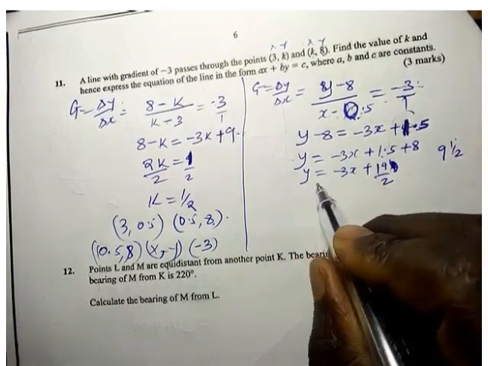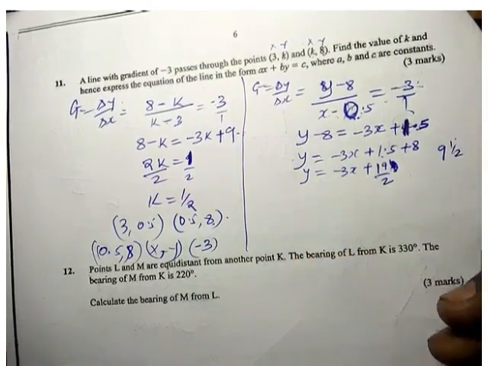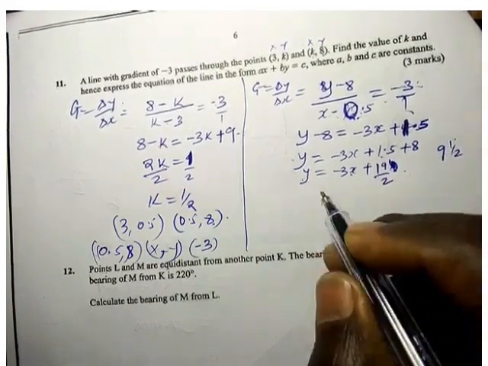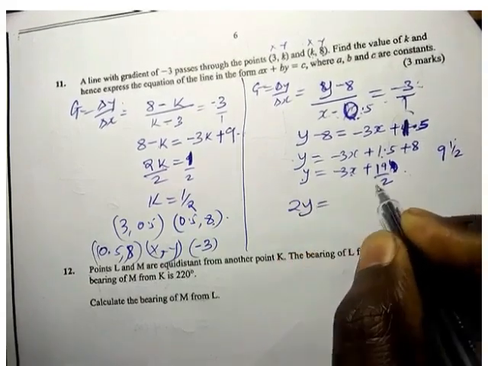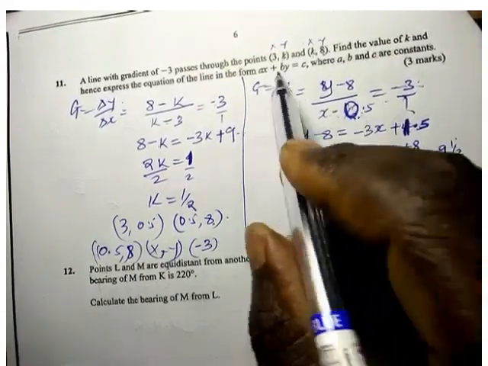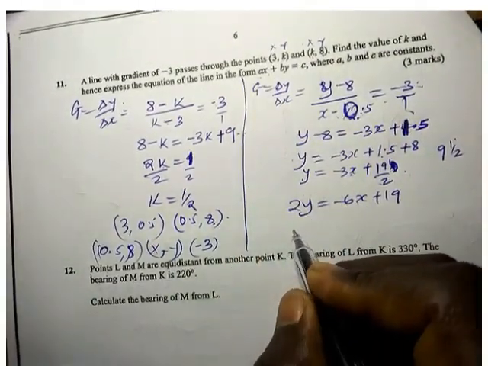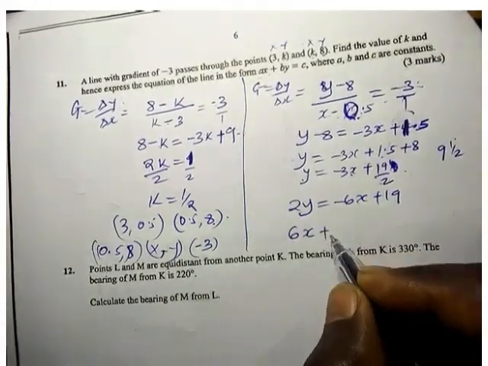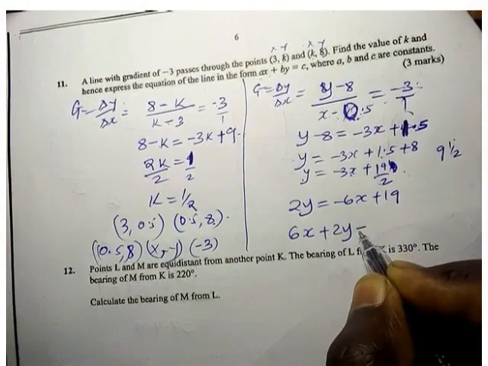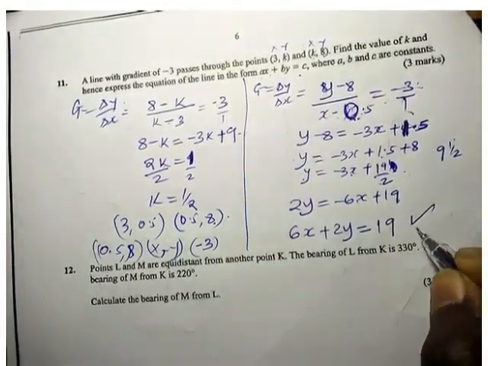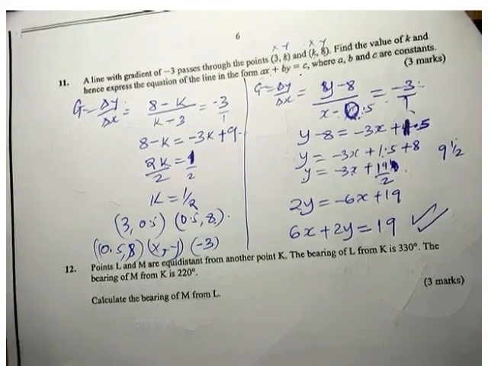So I want to make this equation without fractions. So I will multiply every term by 2. So we will have 2y equal to negative 6x plus 19. But I was told to write it in the form of ax plus by equals c. So this one will become positive 6x, and then followed by y, plus 2y is equal to constant c, which is 19. And that is the equation that is required.